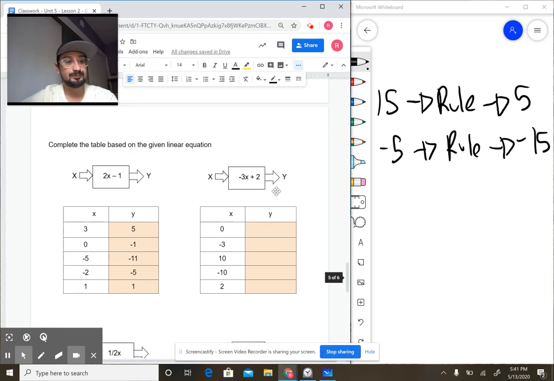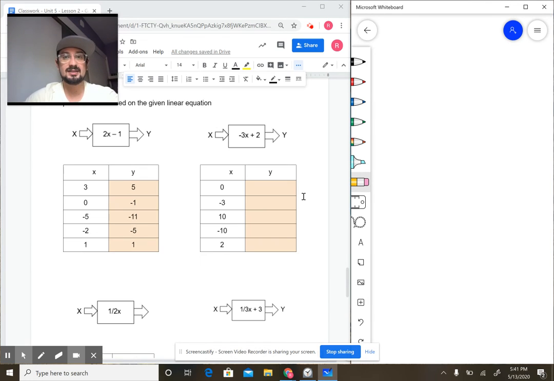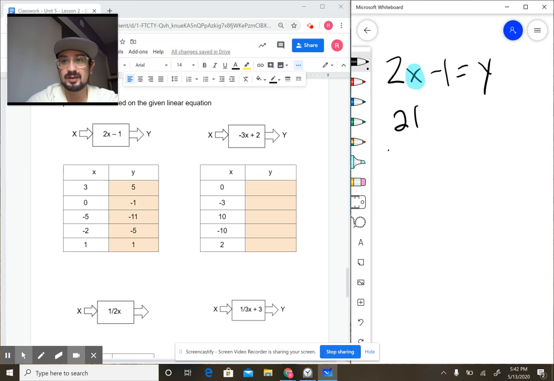So now we're going to complete the table based on the given linear equation. You can see I already have an example for you there. And what I like doing with these ones is I like to do my work on the side, right? So what this means is that 2 times x minus 1 is equal to our y. So we're going to be replacing this x with our different inputs. So our first input we want to do is 3. So x becomes 3. And so you're going to have 2 times 3 is 6, minus 1 is y, 5 is equal to y, right?